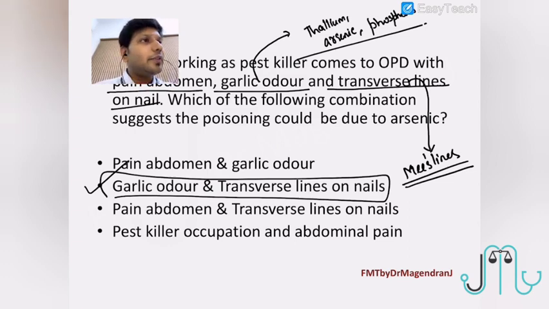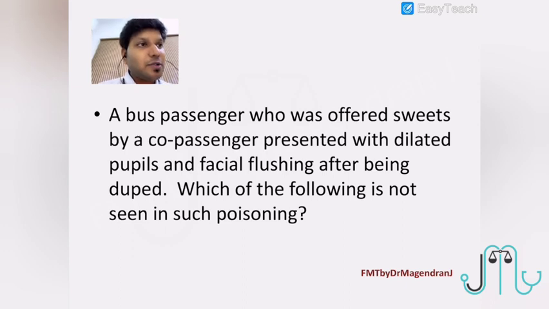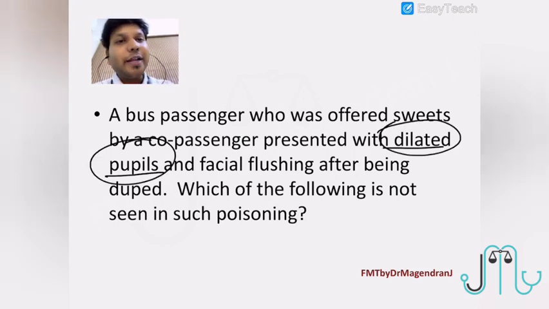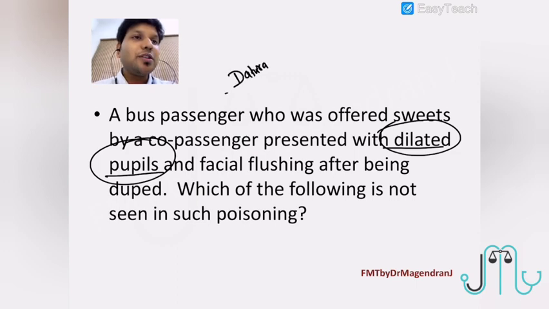Okay, fine. A bus passenger who was offered sweets by a co-passenger presented with dilated pupils, facial flushing after being duped. Which of the following is not seen in such poisoning? As soon as we see a passenger is being duped with sweets or something like that, and the person is presenting with dilated pupils, the only one thing which we can think of is datura, because datura is the common railway poison and a roadside poison which is often used to stupefy people.